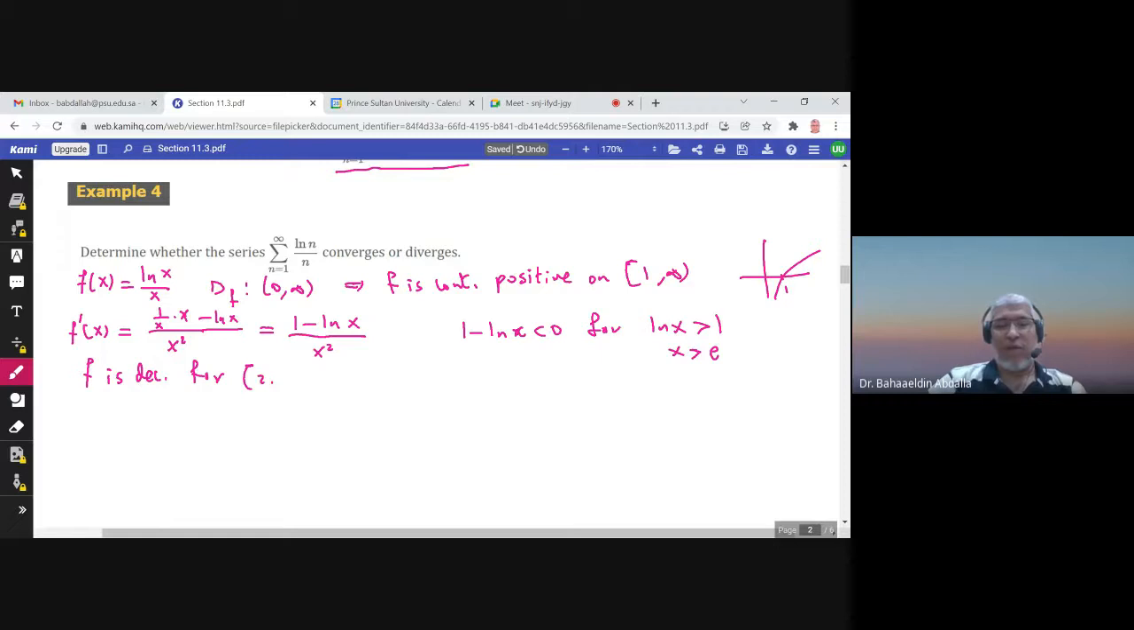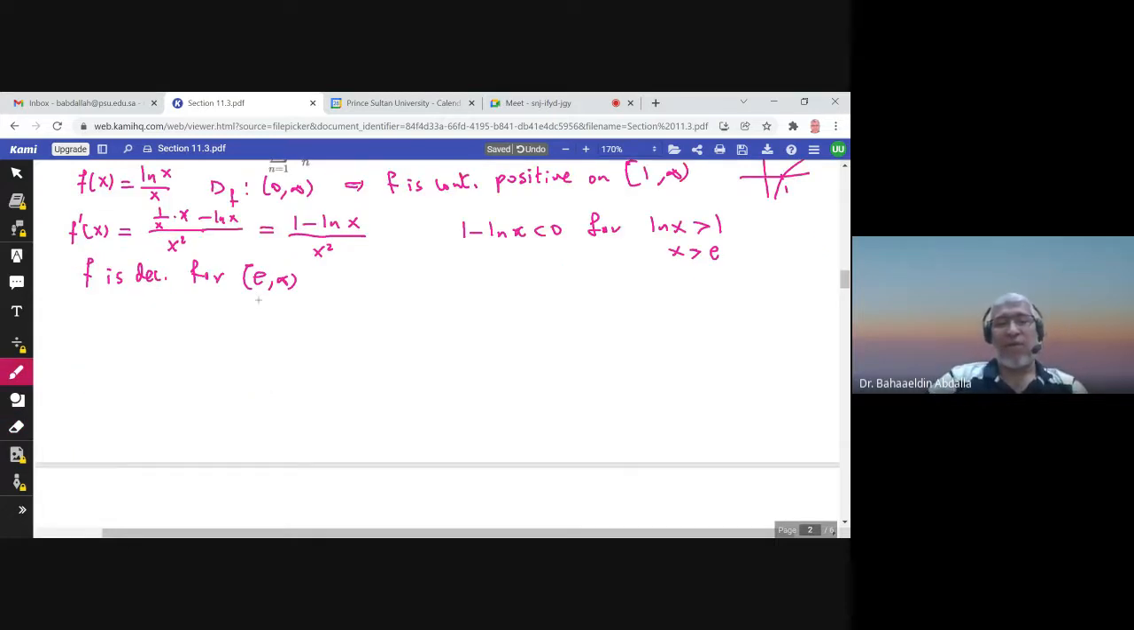Okay. Well, e is 2.7. So I can start the integral from e to infinity. The integral of ln x over x dx, the improper integral.